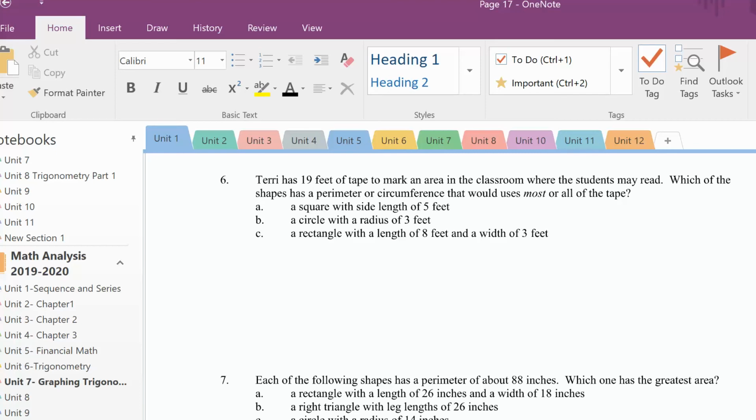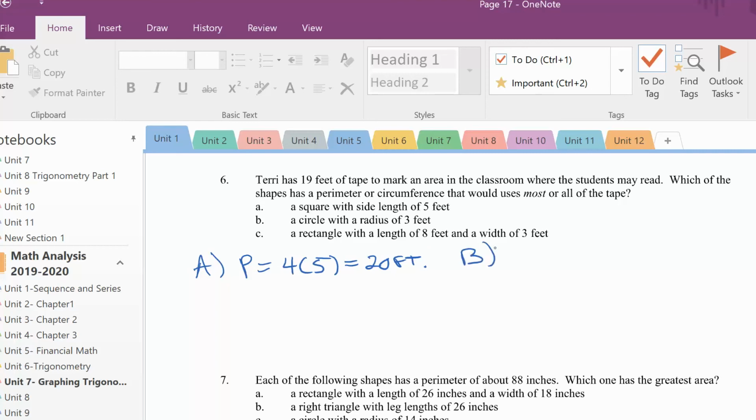Well, the square with side length 5 has a perimeter of 4 times 5, which means 20 feet. So that uses all of it, definitely. That uses more than all of it.